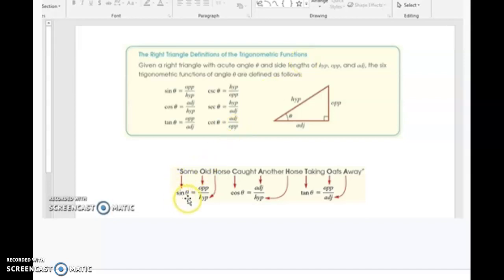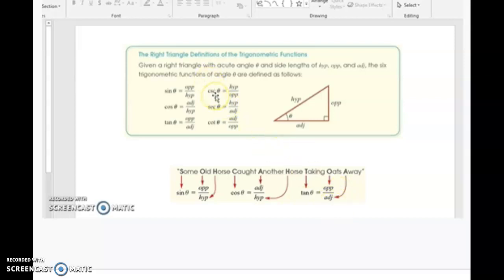Precisely, the sine of an angle is equal to the length of the opposite side over the hypotenuse. The cosine of an angle is equal to the length of its adjacent side over the hypotenuse. And lastly, the tangent of an angle is equal to the length of its opposite side over its adjacent side.